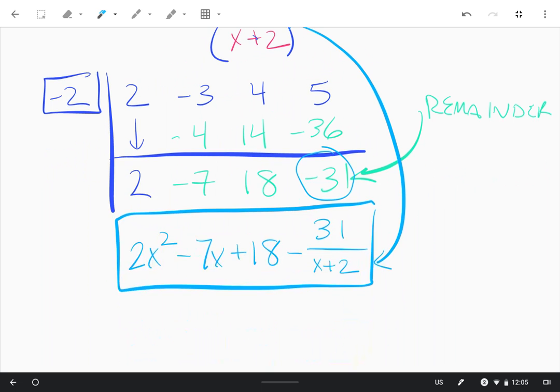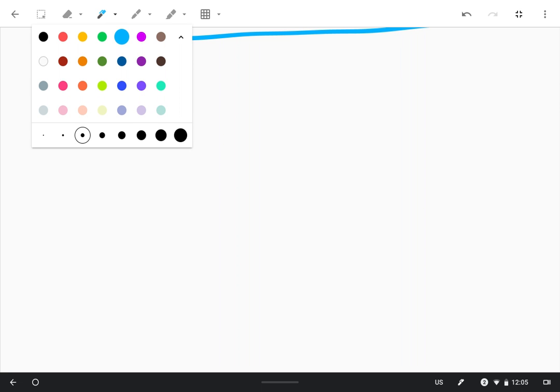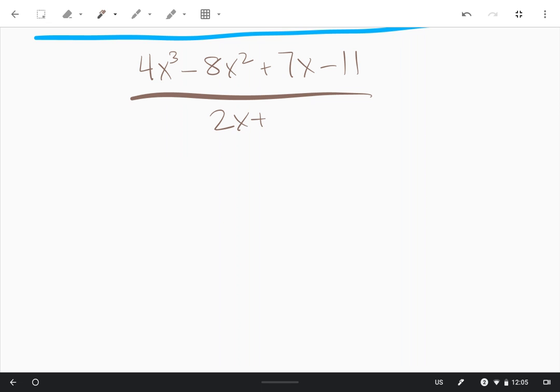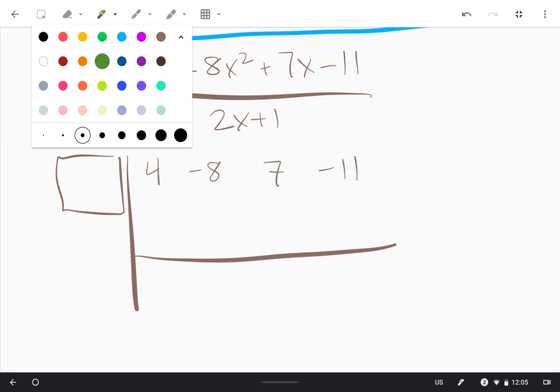All right, so there's one other type we need to look at, and that is when the divisor is a little bit more complicated than the ones we've been looking at. So let's jump over here and let's do this problem. 4x to the third minus 8x squared plus 7x minus 11 divided by 2x plus 1. Draw our t-chart. 4, -8, 7, -11. And then to figure out what goes in the box, we need to figure out what makes 2x plus 1 equals 0.